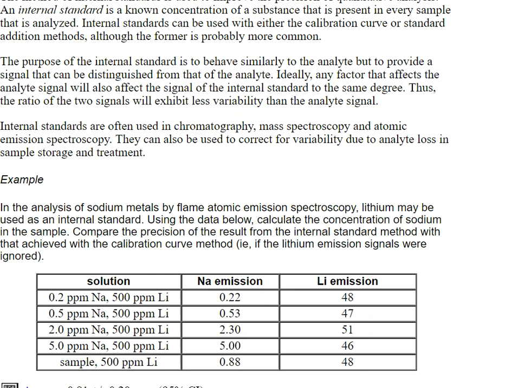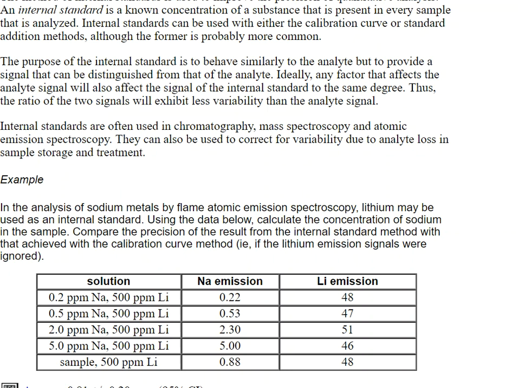Ideally, any factor that affects the analyte signal will also affect the signal of the internal standard to the same degree. Thus, the ratio of the two signals will exhibit less variability than the analyte signal. Internal standards are often used in chromatography, mass spectroscopy, and atomic emission spectroscopy. They can also be used to correct for variability due to analyte loss in sample storage and treatment.